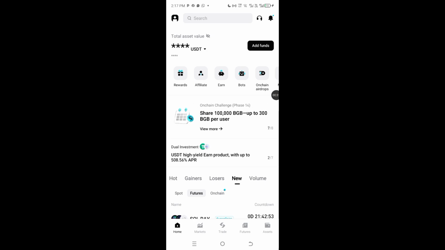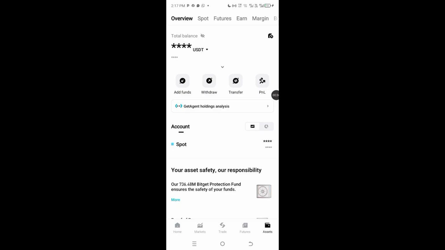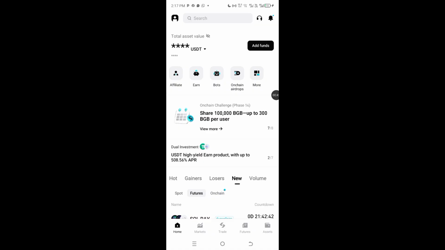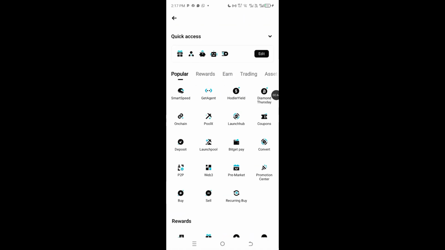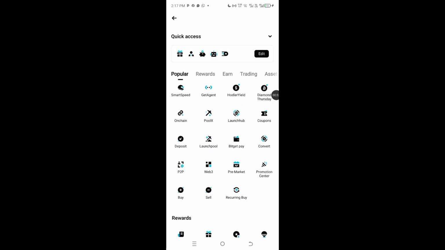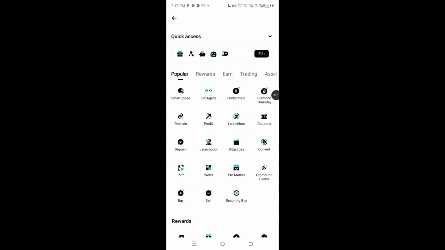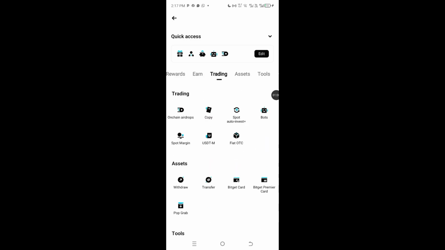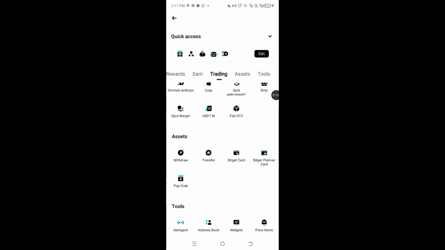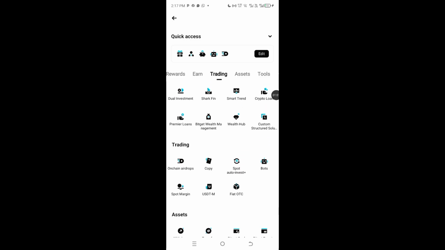Now, the first thing you need to do is go to your assets and check if you have USDT. If you do not have USDT, all you have to do as a Nigerian is come here and buy USDT. There's going to be a video showing you how to buy and sell USDT from the P2P market. P2P means peer-to-peer. It's a well-detailed video, and the link is in the description of this video. So let's not waste so much time talking about that.